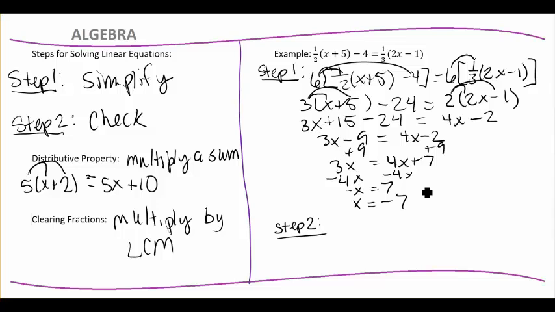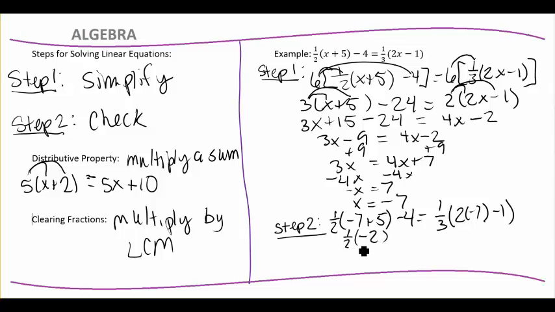Now for step 2, we need to check our answer. So let's plug it back into our equation at top. So we have 1/2 times (negative 7 plus 5) minus 4 equals 1/3 times (2 times negative 7 minus 1). So we get negative 2 in here. So 1/2 times negative 2 minus 4 equals 1/3 times 2 times negative 7, which is negative 14, minus 1 is negative 15.